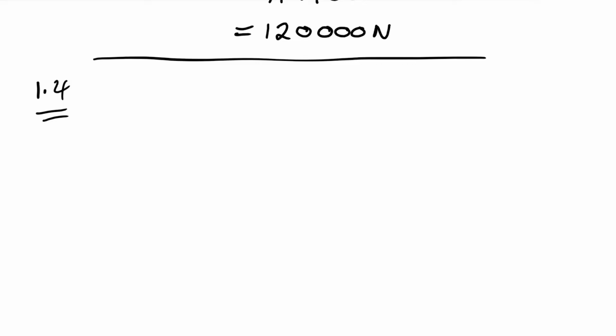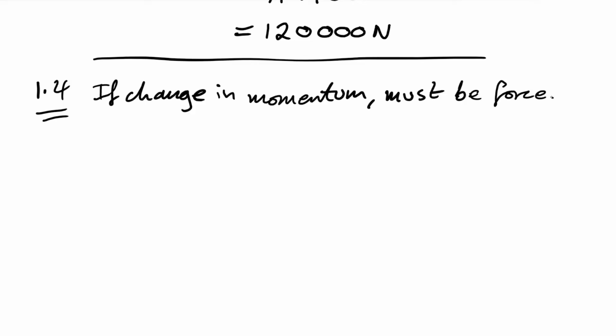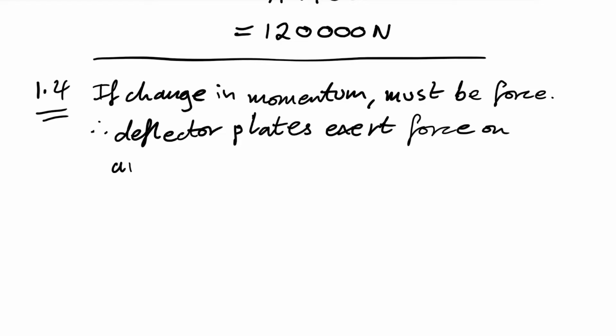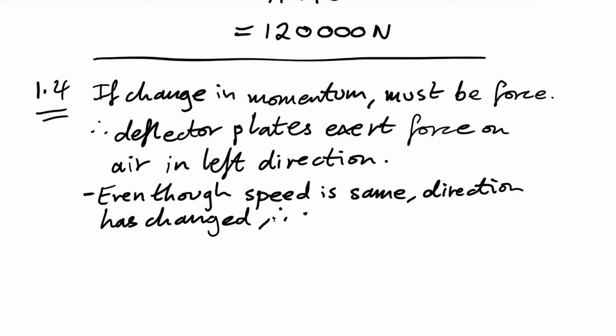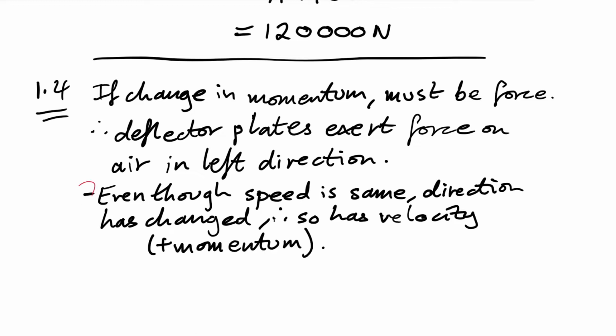So explain why the momentum of the air changes. So the first thing we know is that if there's a change in momentum, there must be a force. Therefore, deflector plates exert force on air in left direction. But we're told that the speed is the same. So we can say, even though speed is same, direction has changed, therefore so has velocity and momentum, like we said above. Not a well-worded question because they're actually only looking for this point here. But if they ask you something like this, it's always best to put down as much as you know about what is going on in this particular situation.